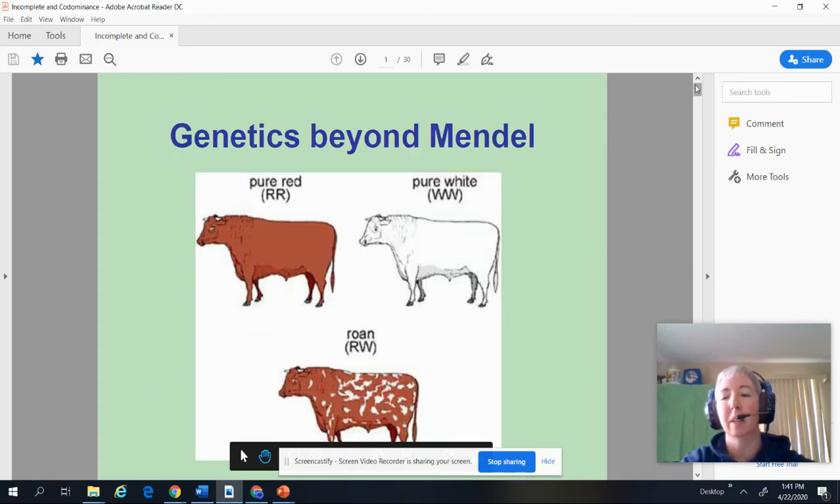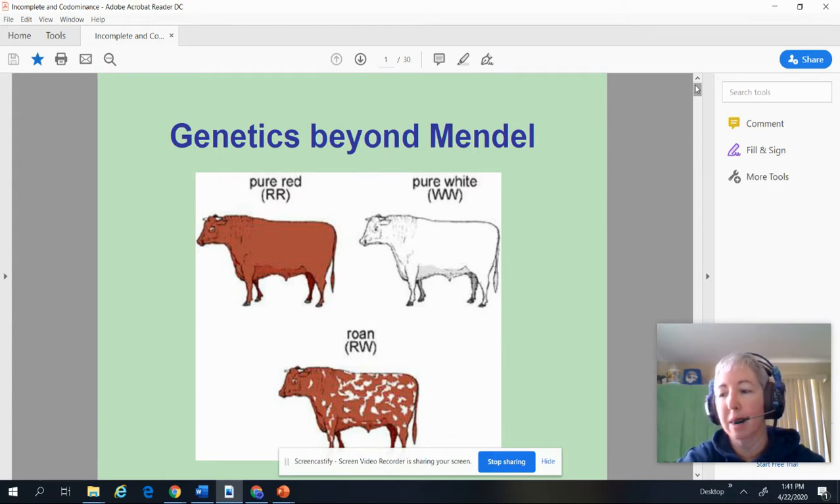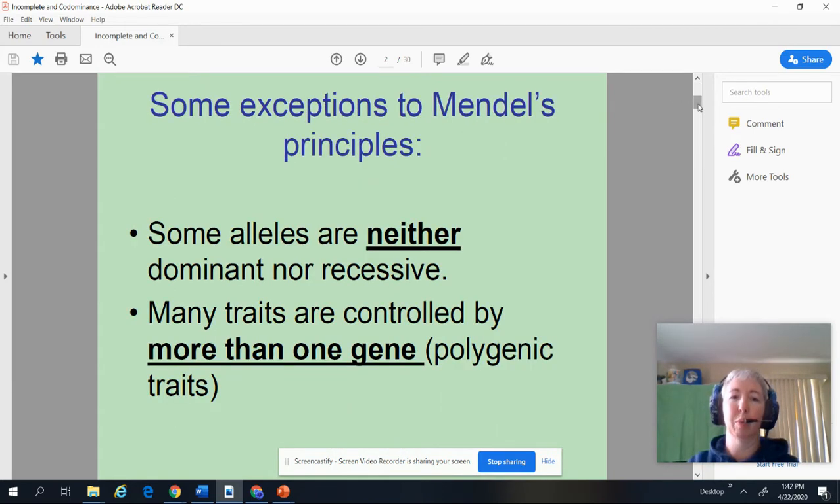Hi guys. This week we're talking about genetic rules that are not the ones that Mendel discovered. Mendel was that very early researcher who discovered the principle of dominance, but we are going to talk about differences and things that do not follow that rule. Some of the exceptions are that some alleles are neither dominant nor recessive, and many traits are controlled by more than one gene. We call those polygenic traits. Poly meaning many.